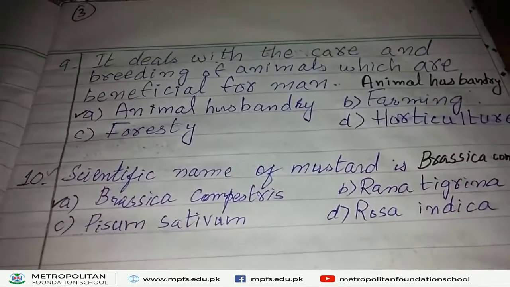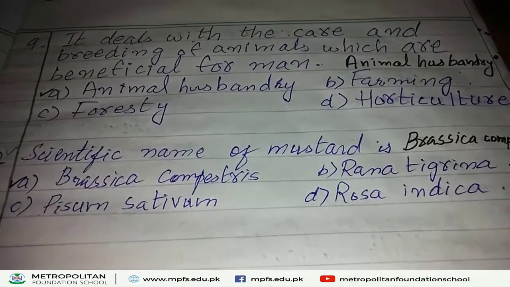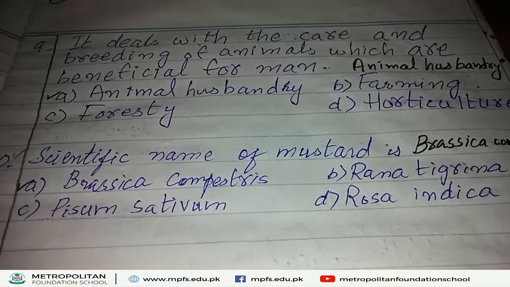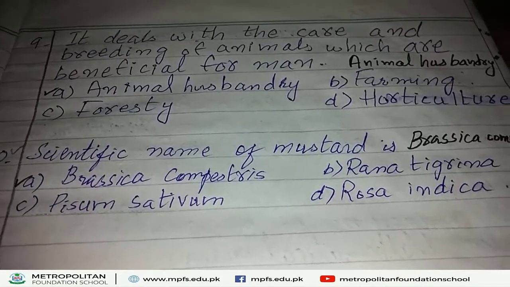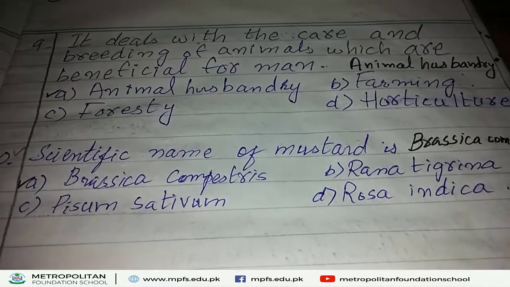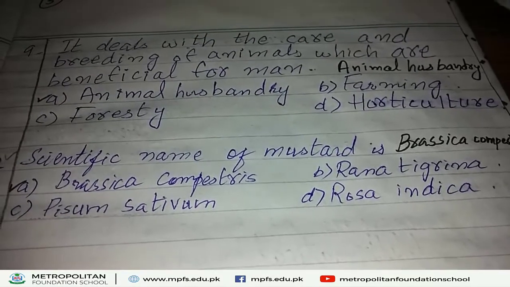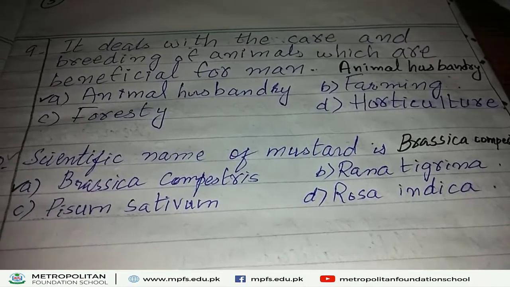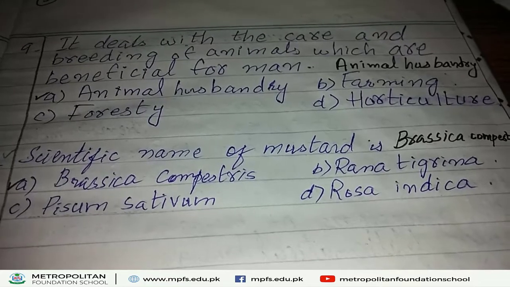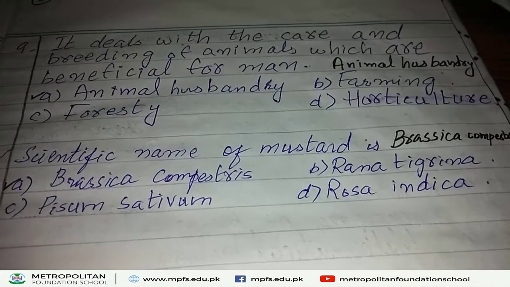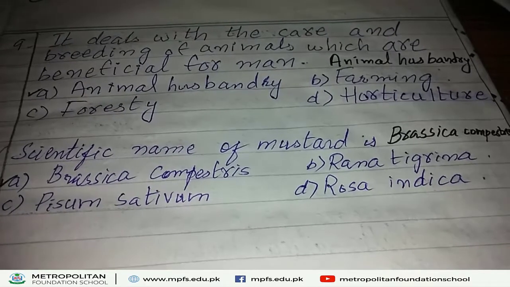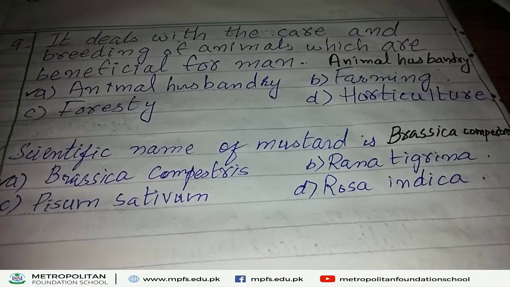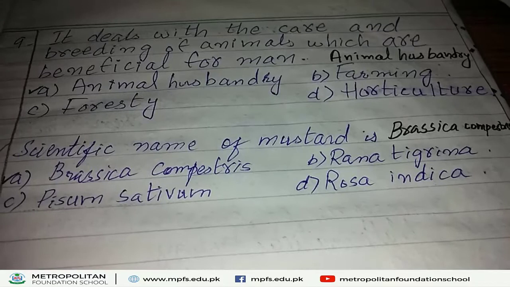Next, scientific name of mustard is option A, Brassica campestris, option B, Rana tigrina, option C, Pisum sativum, and option D, Rosa indica. So students, mustard is a common name, and the scientific name of mustard is Brassica campestris. So the correct option is option A, Brassica campestris.